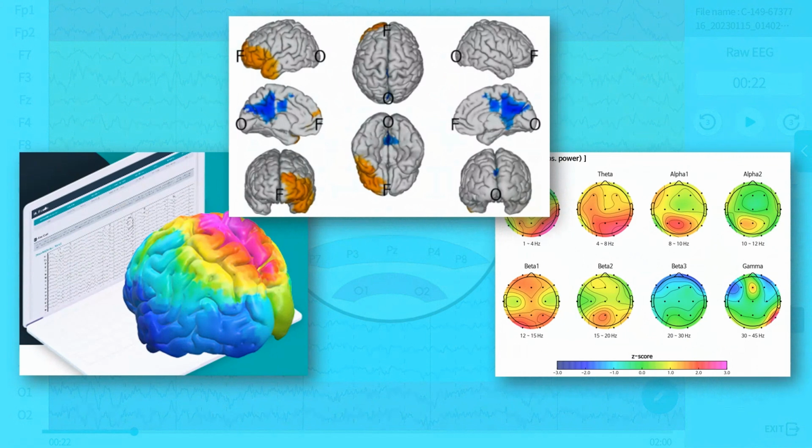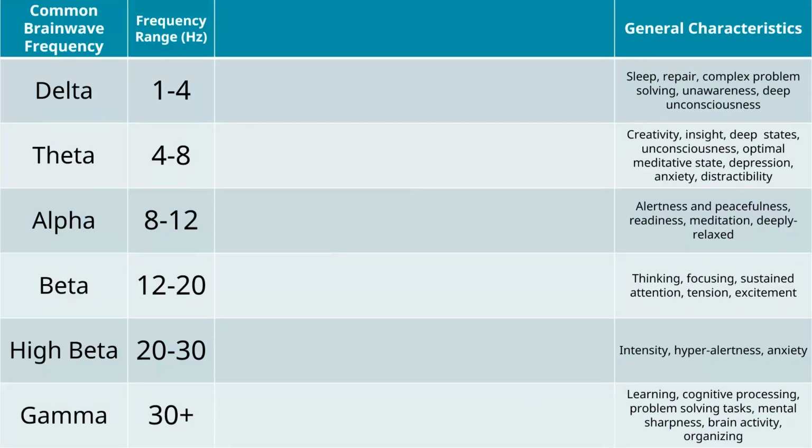Then we use some complicated mathematical procedures to convert these squiggly lines into different ways of representing that data. A lot of this is based on the speed or frequency of the waves that we can see. We're going to talk a little bit about what these common brainwave frequencies are, starting with delta in the 1 to 4 hertz range. These are slow waves. Generally, you'll see them in sleep or unconsciousness. There's not a lot of them in a waking state EEG.